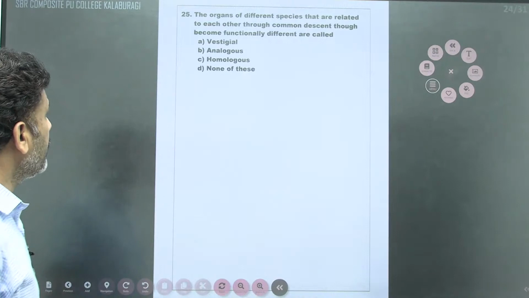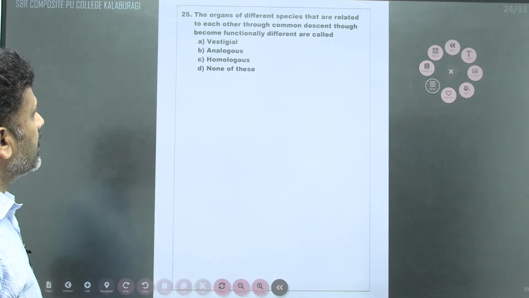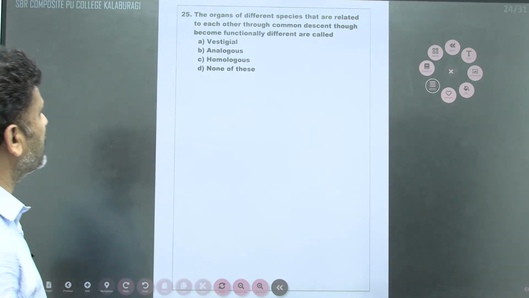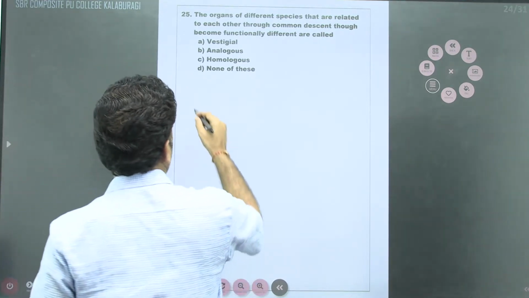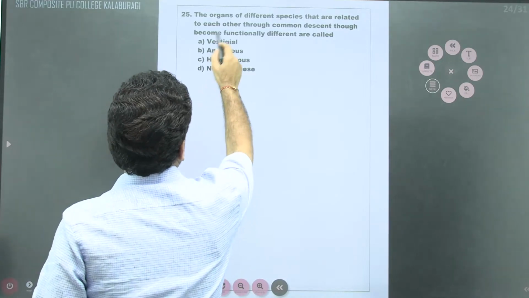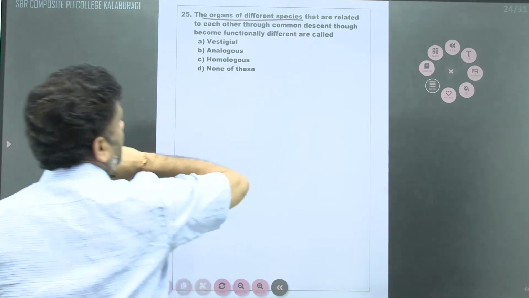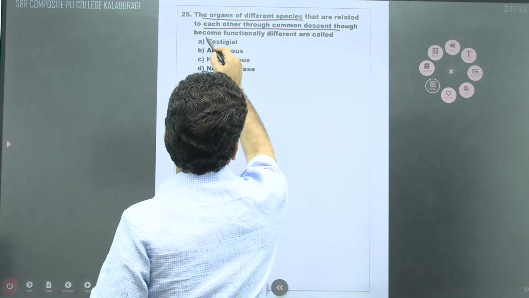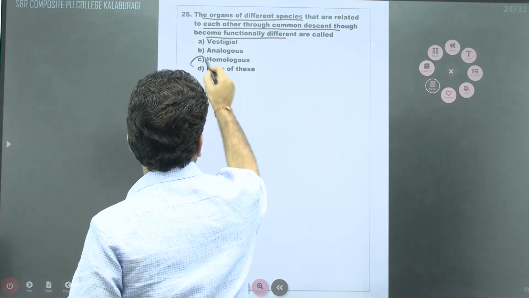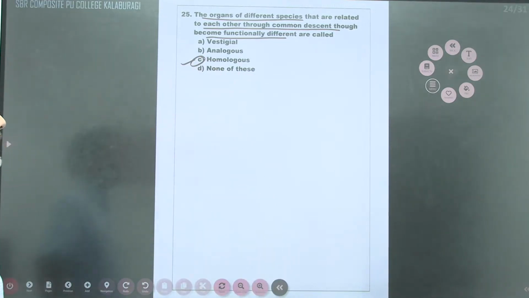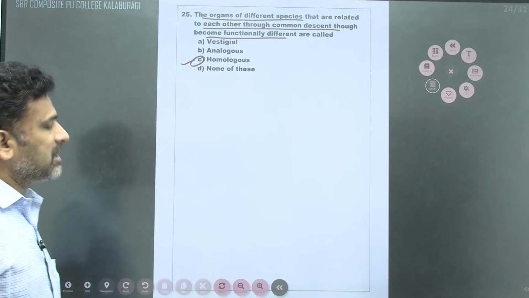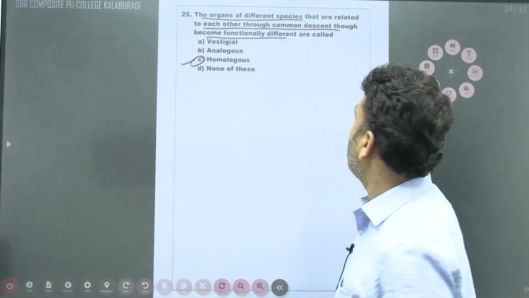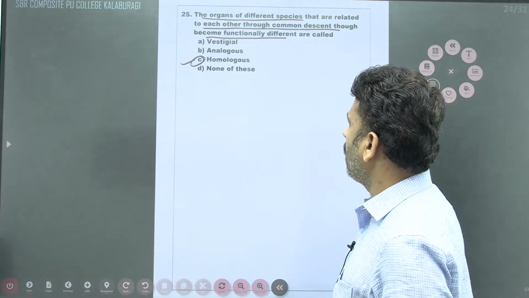Next, the organs of different species that are related to each other through common descent, though they become functionally different, are called homologous organs. Different species have evolved possessing different structures, with modifications in their structure, but they evolved from a common descent. That is called homology.